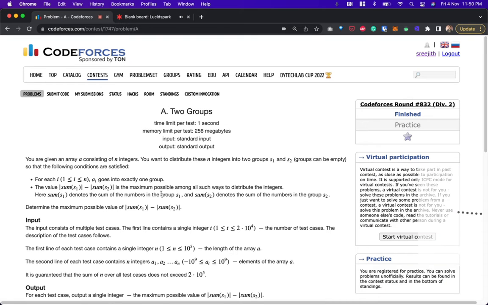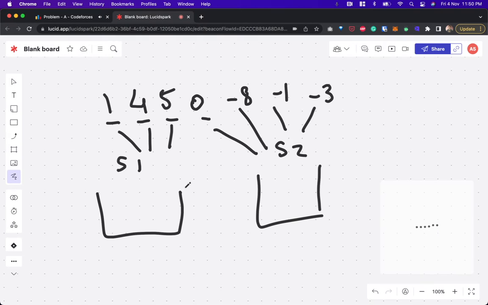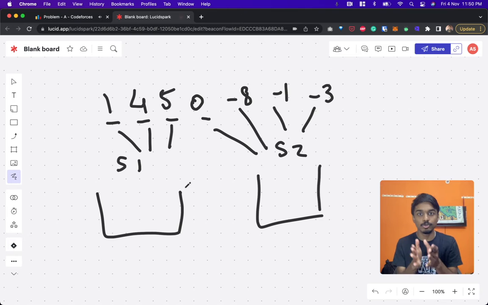Now they are telling that the value mod sum of S1 minus mod sum of S2 is the maximum possible among all such ways to distribute the integers. So sum of S1 denotes the sum of numbers. Once you distribute these numbers into certain buckets, S1 and S2, you have to convert S1 into the sum of it, and once you put numbers into S2, you have to convert it into the sum of it.